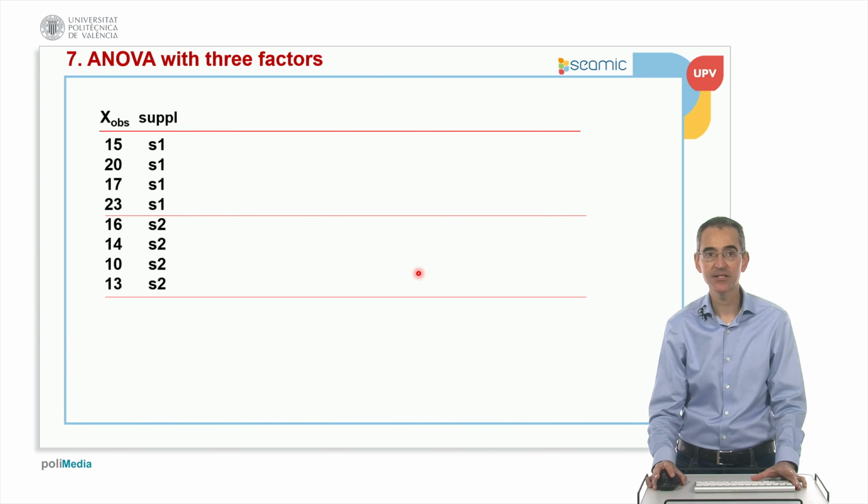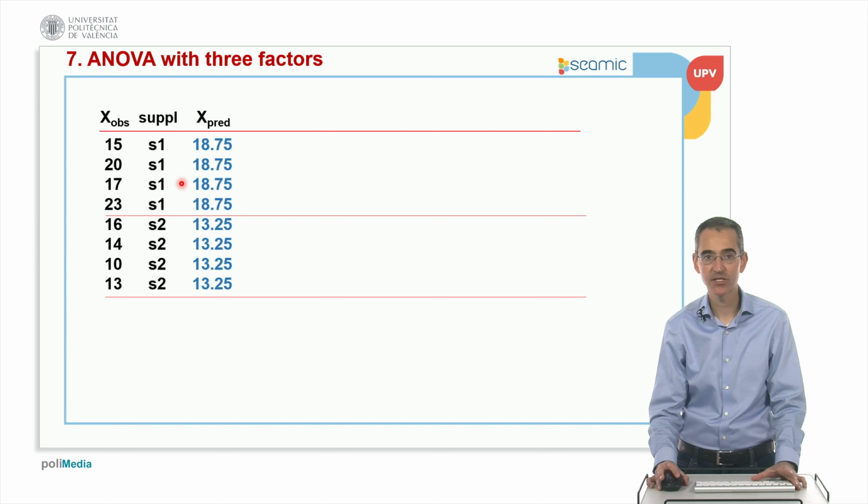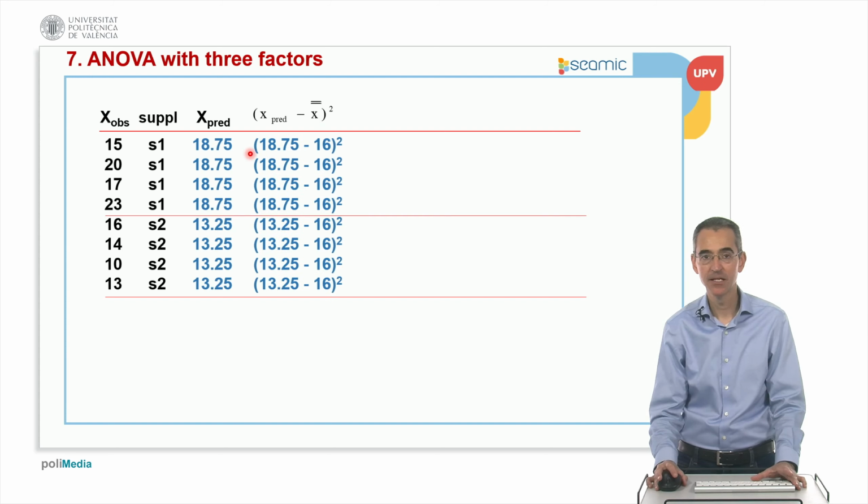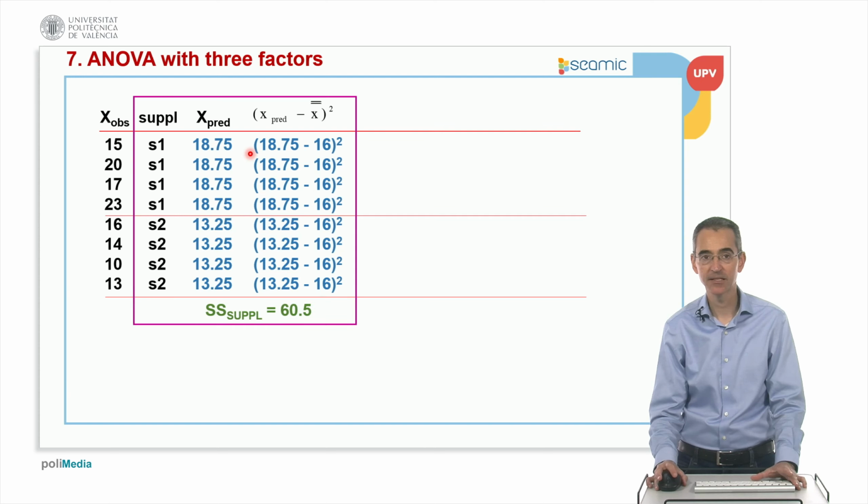Okay, great. And so we do the same for supplier. So we arrange the values so that these four values correspond to the first supplier, and these four values correspond to the second supplier. So again, we make the average. So the average of these four values will be the best prediction, and the average of these four values, which is 13.25, is the best prediction. So now we take the predicted value minus the grand mean squared, we sum, and we get the sum of squares for supplier, which is the next factor.